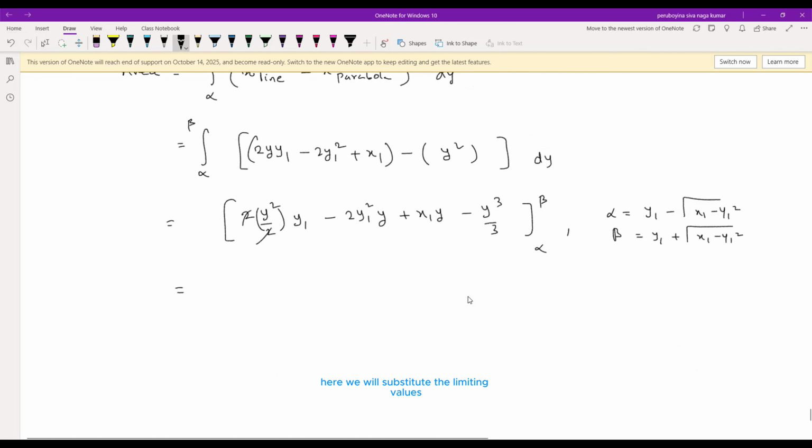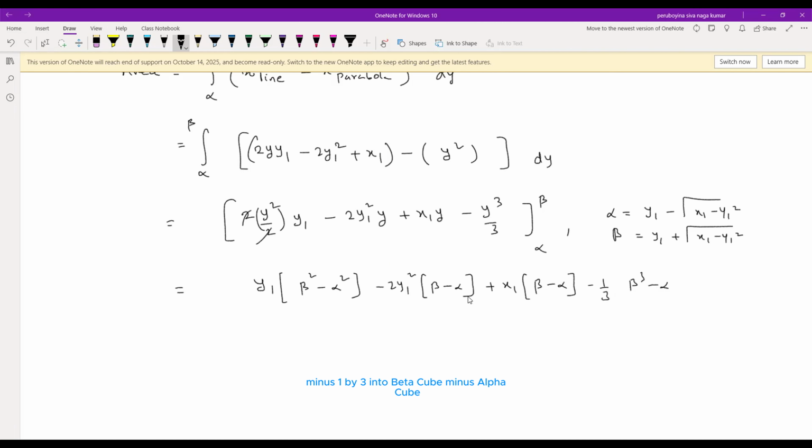Here we will substitute the limiting values. So let's calculate: y1 into y square means first upper limit, upper limit means beta square minus alpha square, minus 2y1 square into beta minus alpha, plus x1 into beta minus alpha, minus 1 by 3 into beta cube minus alpha cube.